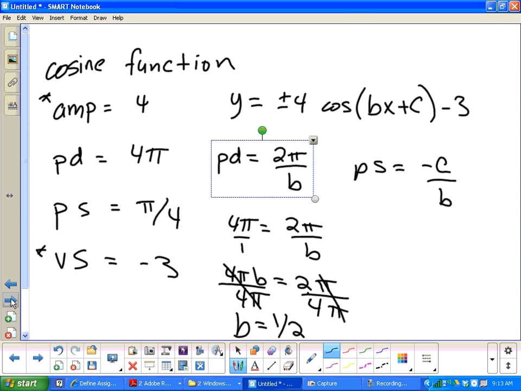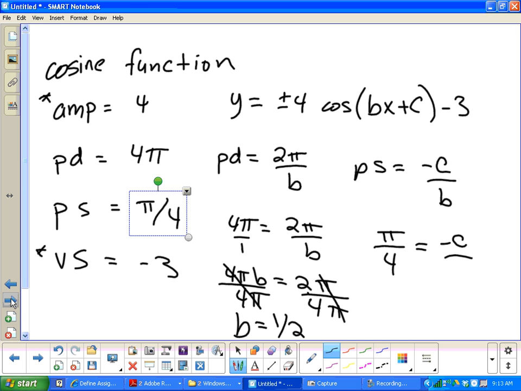So the phase shift is pi over 4, right? We can do pi over 4 equals opposite of c. Now, that c is what we don't know, right? Over, yeah, 1/2, right? Because we know what b is, don't we? That's one thing about it. I couldn't have found c unless I found b first. Now, do we solve this one by cross multiplying?